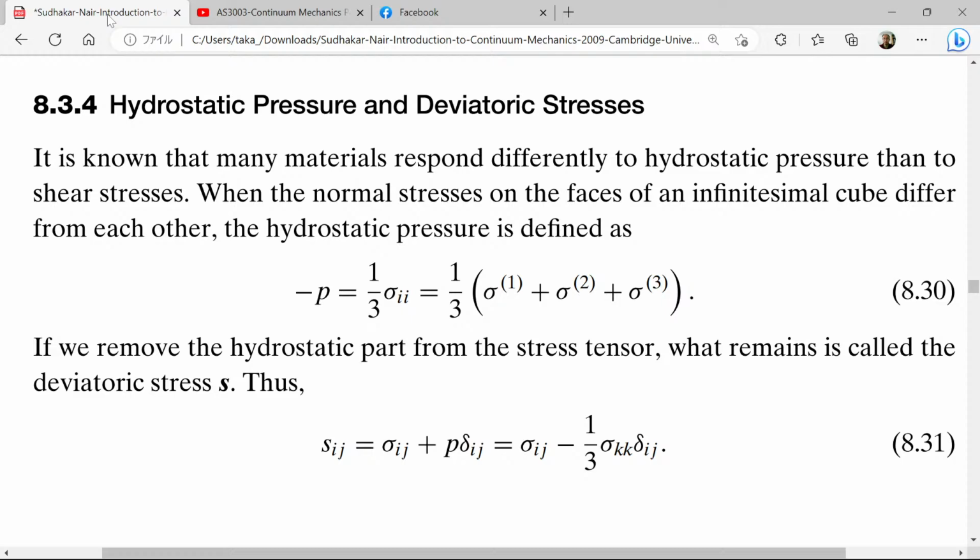If we remove the hydrostatic part from the stress tensor, what remains is called the deviatoric stress S. S_ij equals sigma_ij plus P delta_ij, which is sigma_ij minus 1/3 sigma_kk delta_ij.